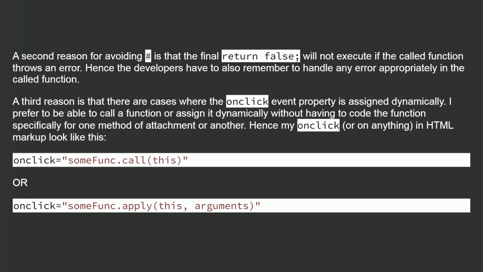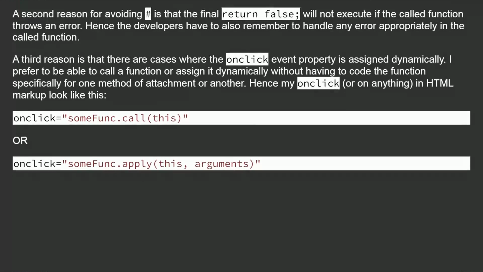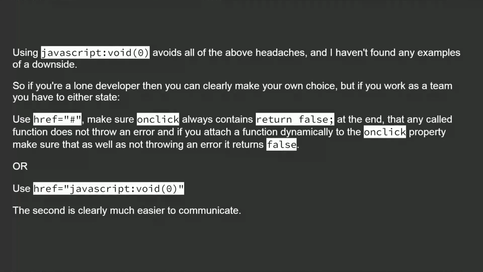Hence my onClick, or on anything in HTML markup, looks like this: onClick equals someFunction call, this, or onClick equals someFunction apply, this, arguments. Using JavaScript void 0 avoids all of the above headaches, and I haven't found any examples of a downside.